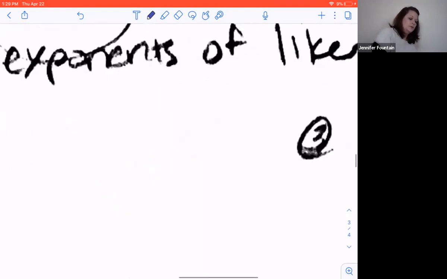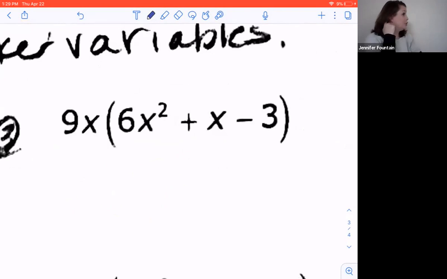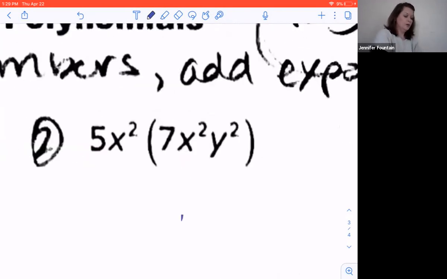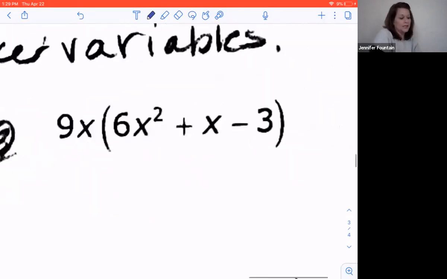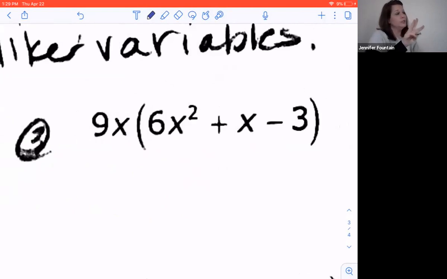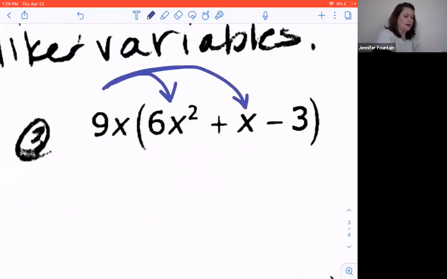Let's look at number 3. This time I have 3 terms, okay? So just like earlier, I've been multiplying a single term. This time I've got 9x on the outside. I can see I have a trinomial inside parentheses because they're separated by a plus and minus. So now I'm going to have to multiply this times this, this times this, and this times this. So first I have 9x times 6x squared. What is 9 times 6?